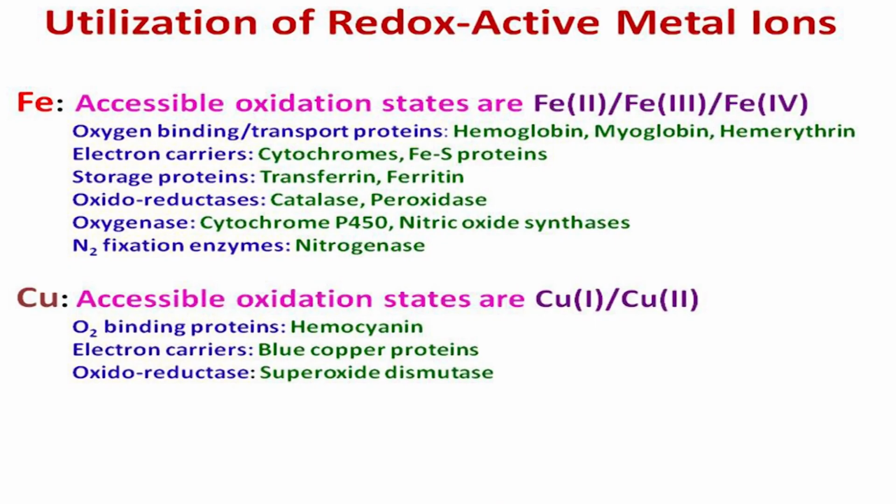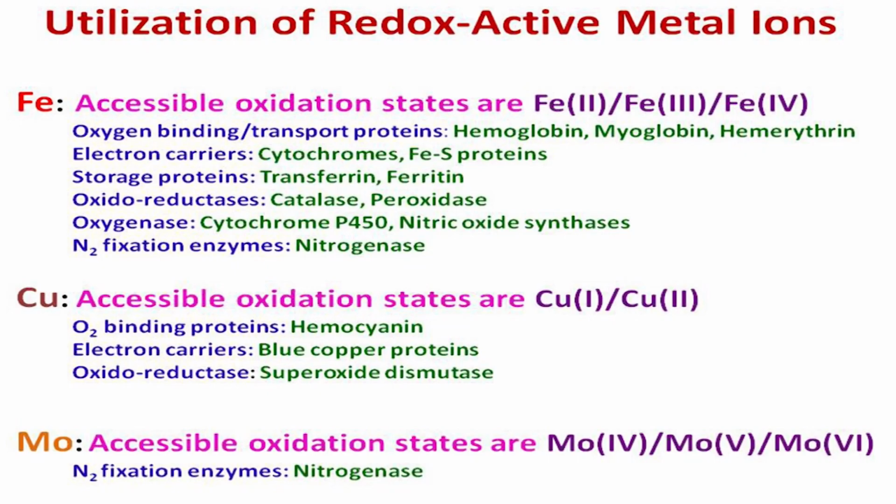Similarly, copper accessible oxidation states in biological systems are copper 1 and copper 2. And they are also found in a large number of proteins and enzymes such as hemocyanin, blue copper protein, superoxide dismutase. Molybdenum, accessible oxidation states are molybdenum 4, 5, 6 and it is found in nitrogenase, where the aerial nitrogen is fixed. We will discuss in more detail.